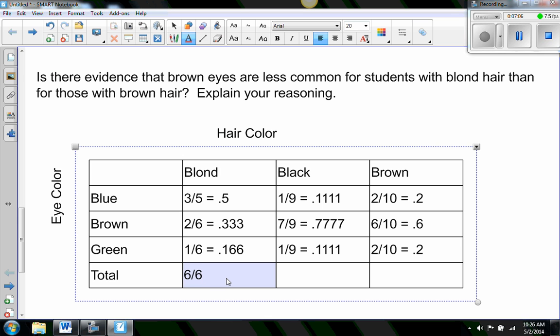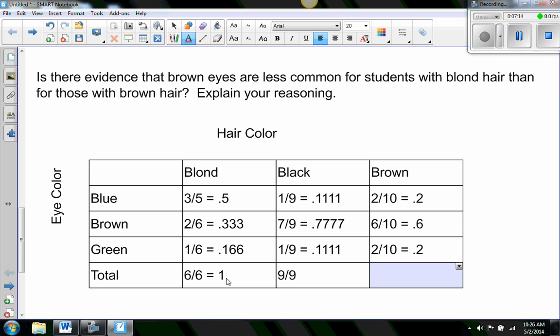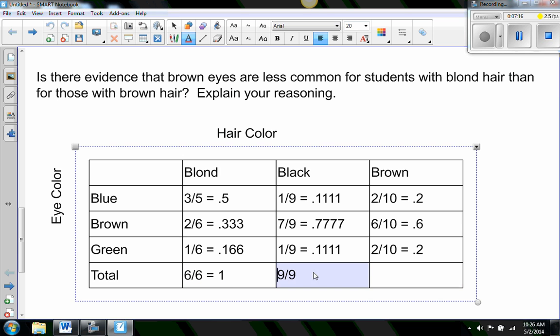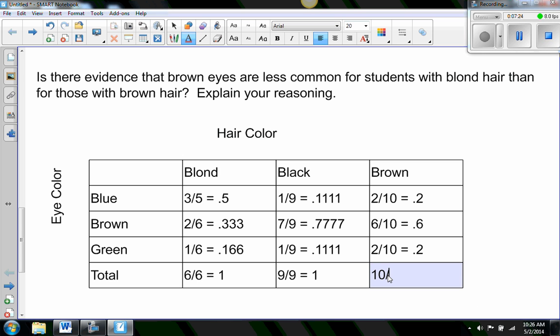Then if I add them up and down here, if you add the votes up, you're going to have 6 out of 6, which you should have, right? Because it has to equal 1 or 100%, however you want to do that. Here these votes add up to 9 out of 9, which again would equal 1 or 100%. And here I have 10 out of 10 equals 1 or 100%.